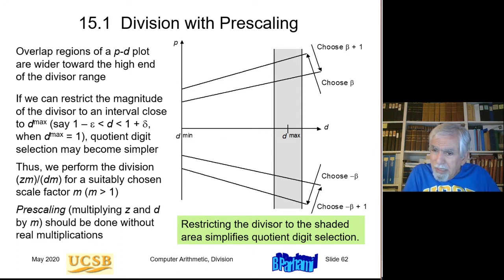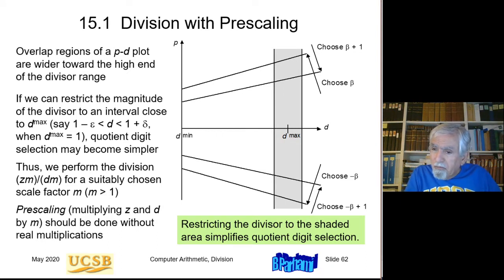Now we note that the staircase-like boundary that we put in there tends to have smaller steps towards the left end of this overlap region because it's narrower. And as we go to the right, the overlap region becomes wider, and therefore it becomes easier to make the decision. Okay, so this gives us an idea.